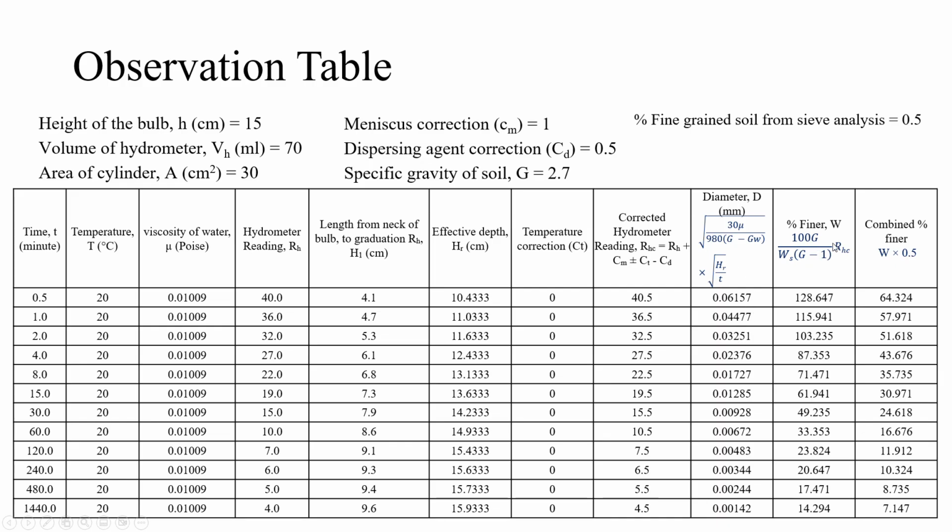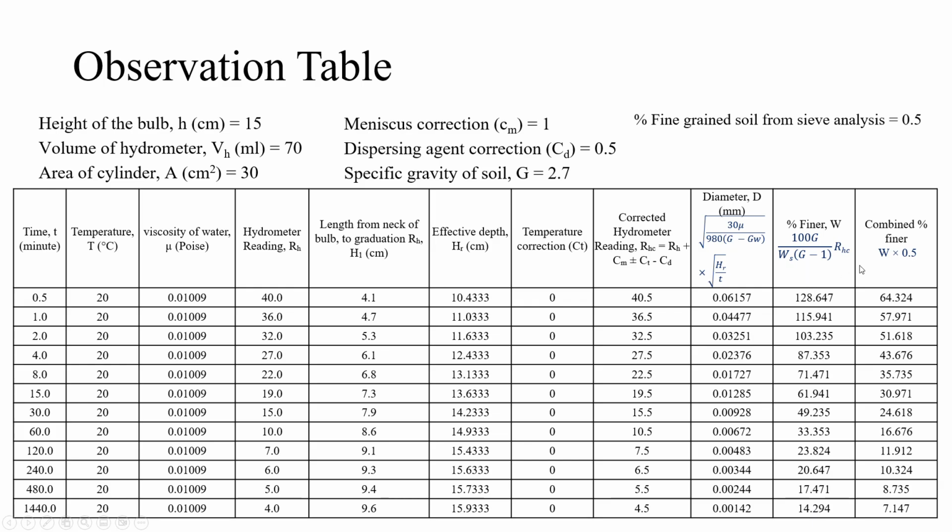Now the percentage finer, N. N will be 100 G by WS into (G minus 1) into RHC, that is the corrected hydrometer reading. G is again the specific gravity of soil solids. WS is the weight of the soil which we have taken for this test. We have taken 50 gram of soil initially, so WS will be 50 gram. G minus 1, into RHC, this corrected hydrometer reading. So again putting all these values in this formula, we will get the percentage finer.